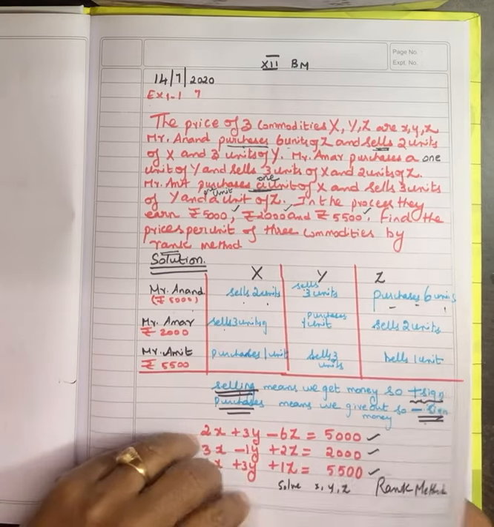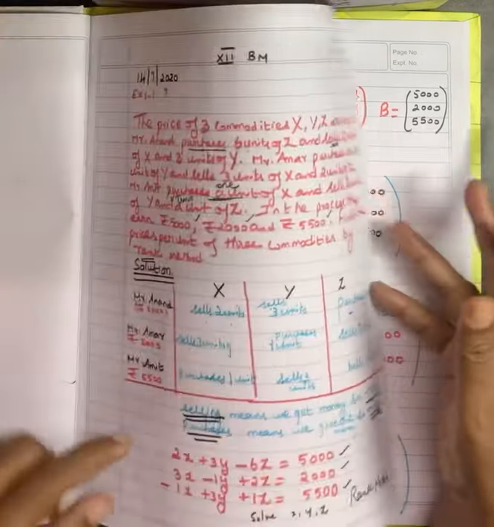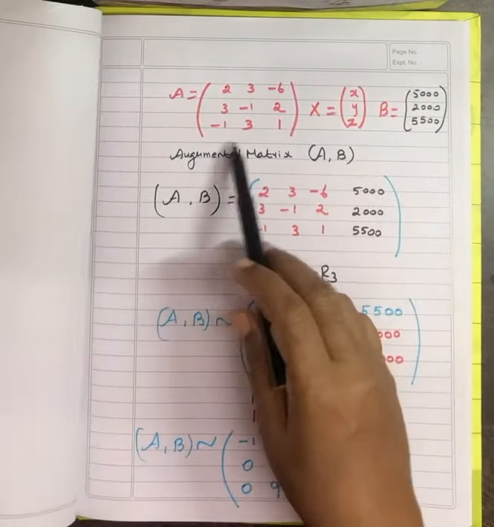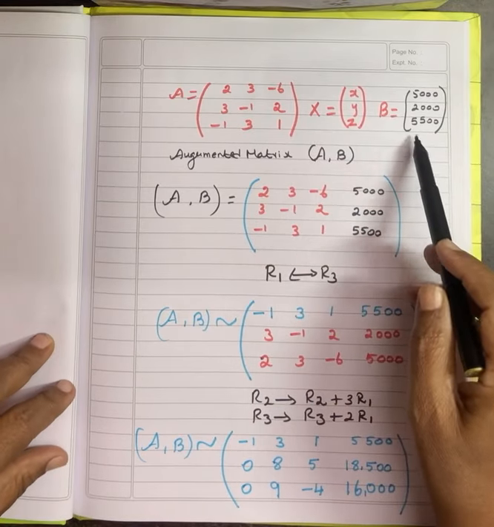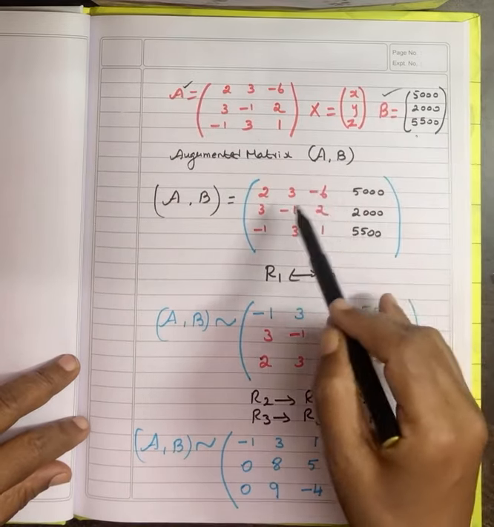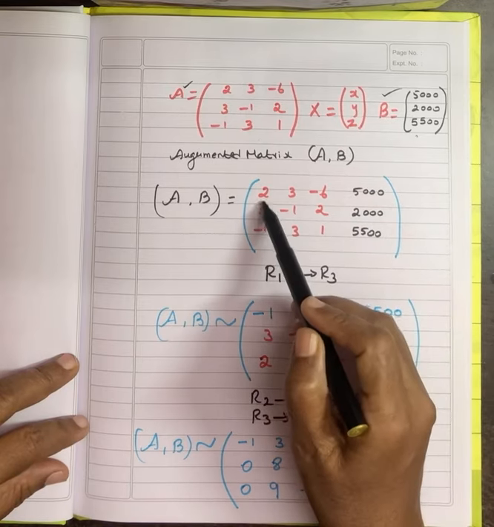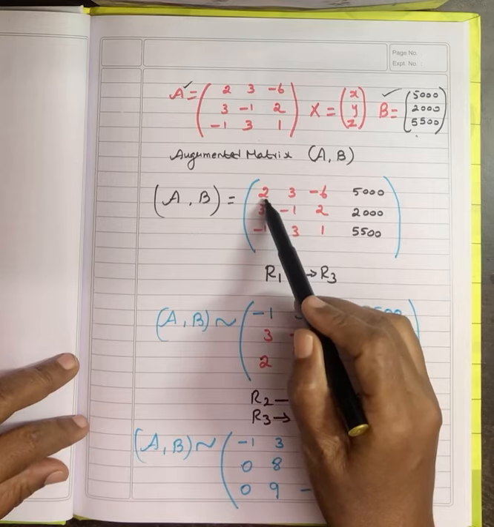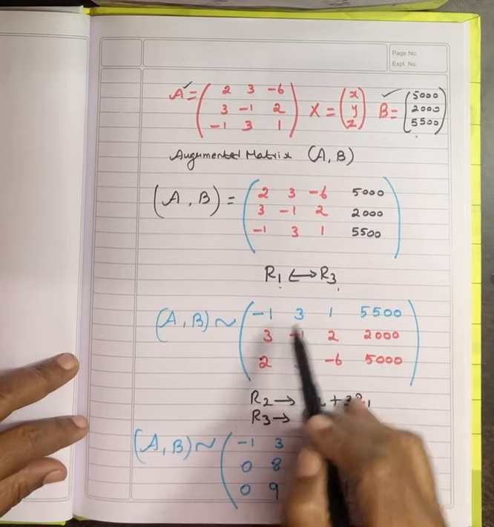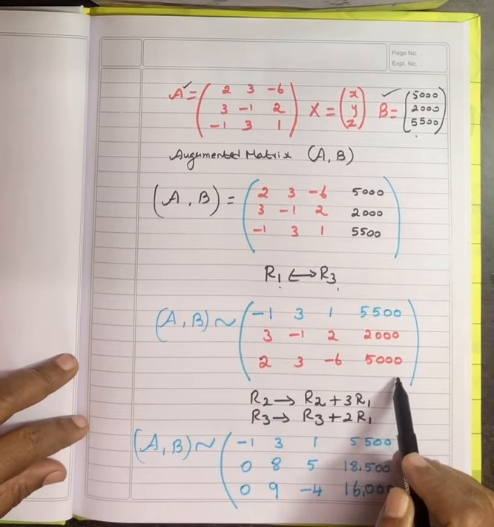To form the rank method, we are already done. We form the matrix A, that is 2, 3, minus 6, 3, minus 1, 2, minus 1, 3 and 1, capital X and capital B. We frame the augmented matrix AB, A and B. We know the 3 steps. It is better if we have 1 here, we don't have 1. So what we will do, here we have 1, so we interchange R1 and R3. R3 has come to R1, R1 goes to R3.